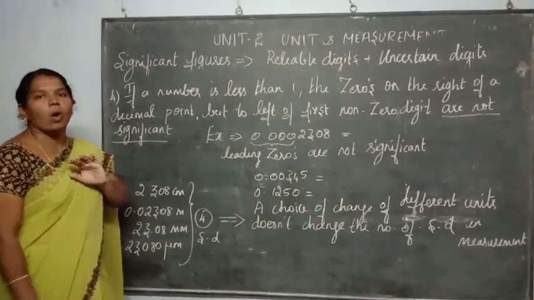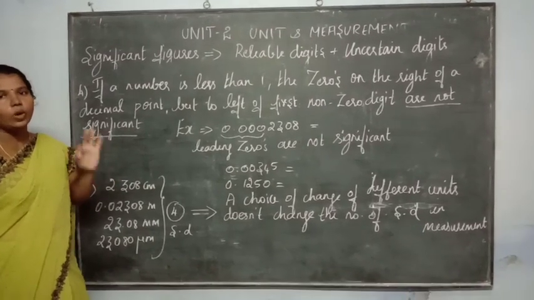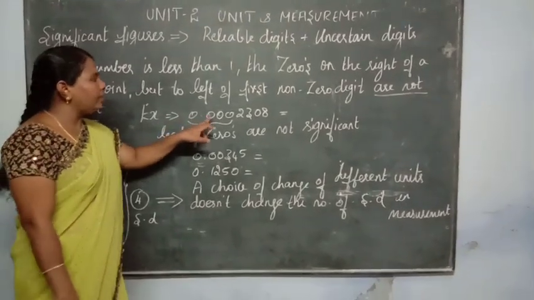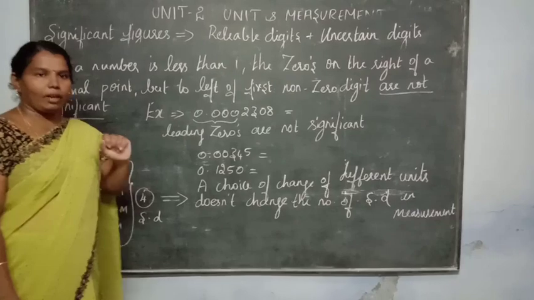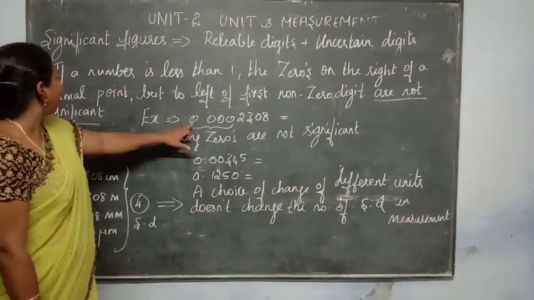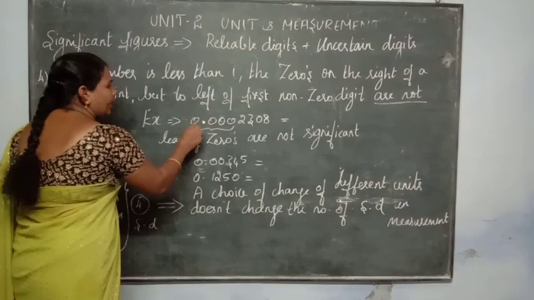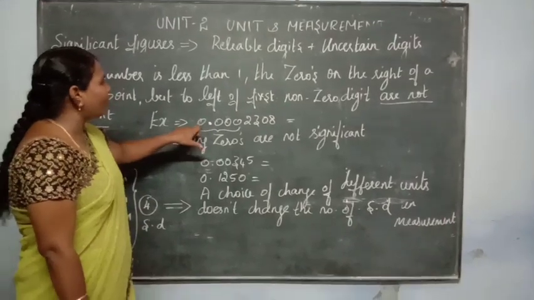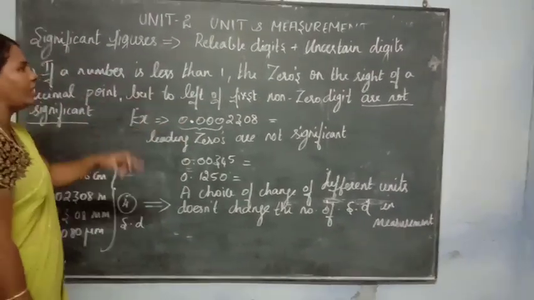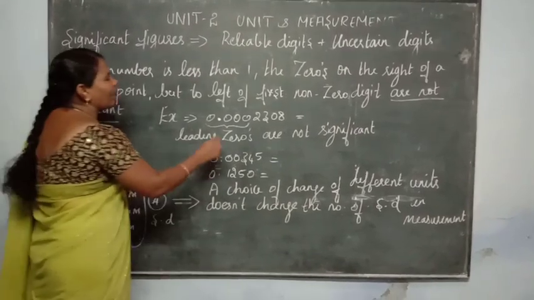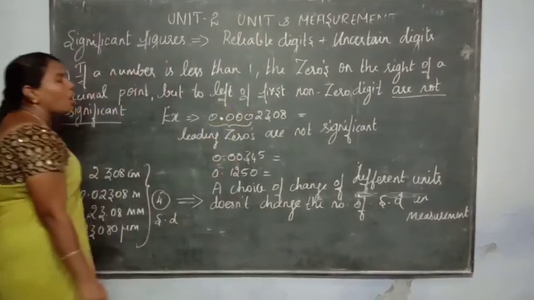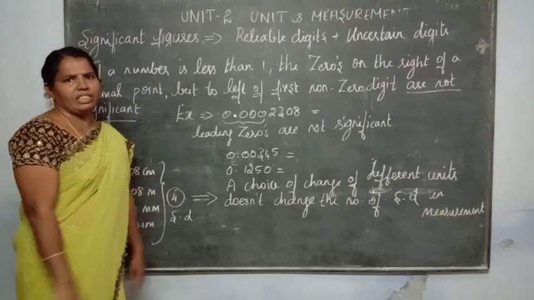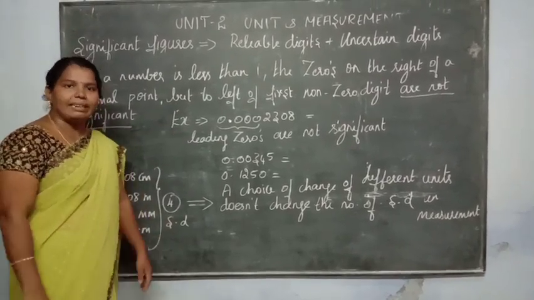The leading zeros are always non-significant. See the example given here: 0.002308. The number is less than 1, and the zeros on the right side of the decimal point but to the left of the first non-zero digit are not significant. If it starts with 0.000, they are not significant, which means you won't count them. You just leave the 0 values.